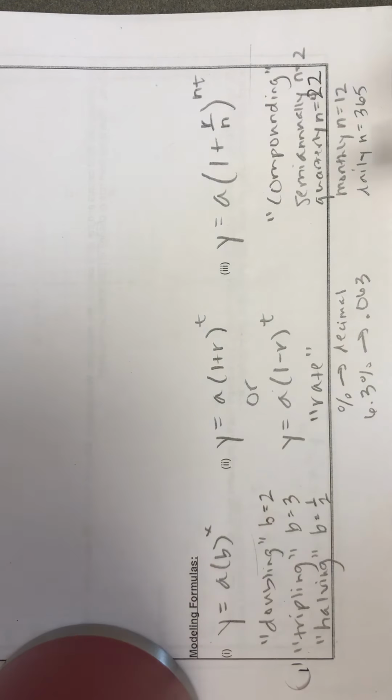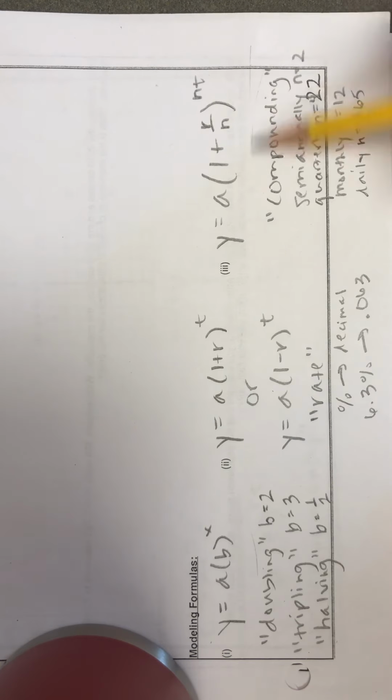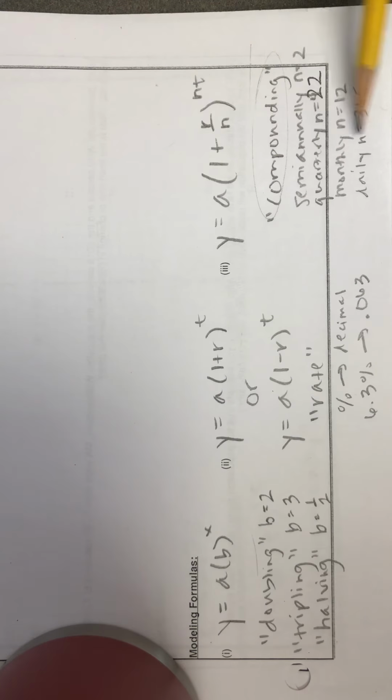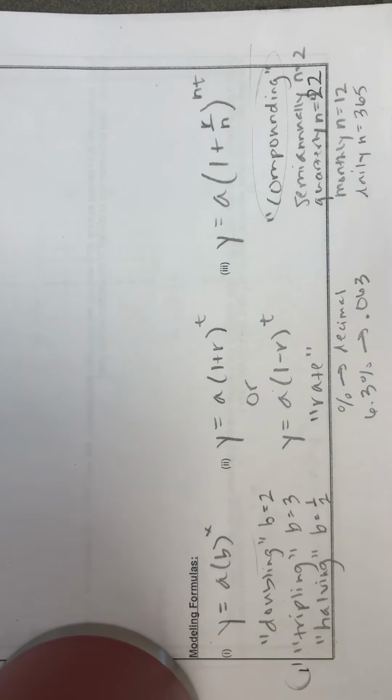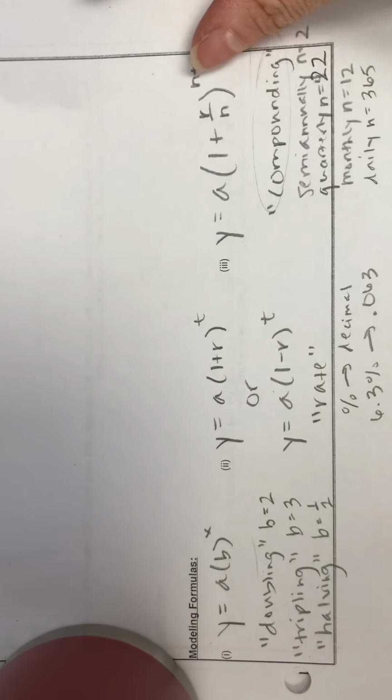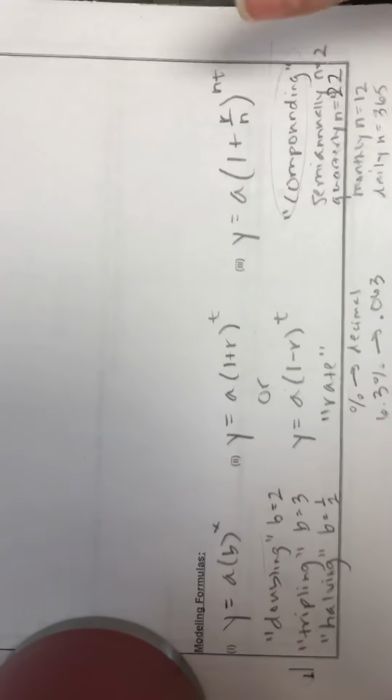Okay, so those are those three formulas. And now again, for these formulas, the word you're looking for, compounding, followed up by a discrete amount of time. These keywords would be doubling, tripling, halving. And then here, the keyword would be looking for rate. All right, so what happens if you don't have those things? Or what happens if you're seeing the word continuously?